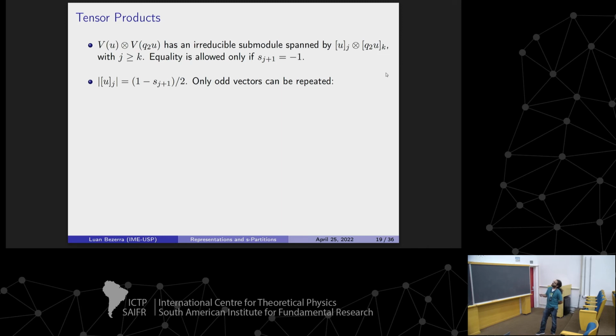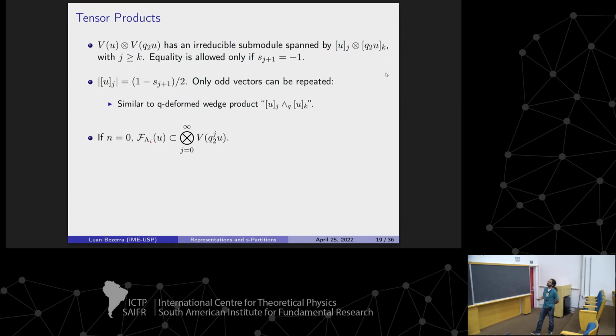If I take, for example, VU tensor V Q2U, by the previous result, this module has an irreducible submodule spanned by these vectors Uj and Q2 UK with J greater or equal than K. But the equality here is only allowed if Sj plus 1 is minus 1. Remember, the parity of this vector is given by this. If Sj plus 1 is minus 1, this vector is odd. So what I'm saying is that I'm only allowed equalities inside of this subspace if the vectors are odd, which is in agreement with the old construction for the even case, where the submodule that you would be taking was this Q deformed wedge product. If you do wedge products of two odd vectors, this is non-zero. The same vector is non-zero if they are odd. And this is the same thing that's happening here.